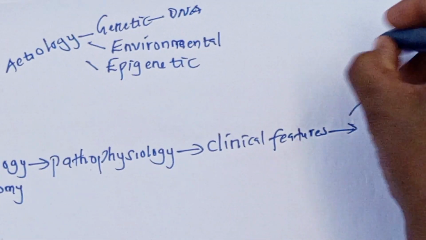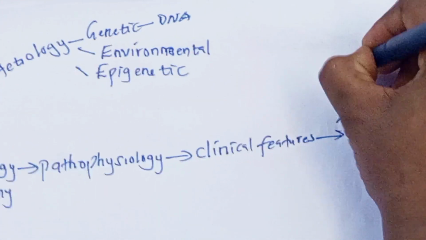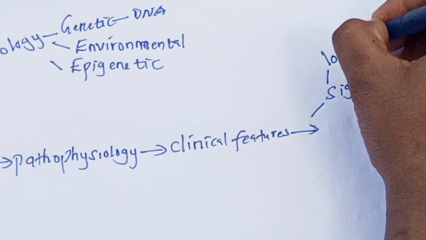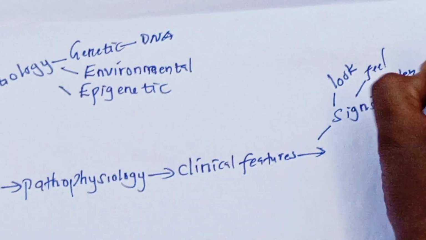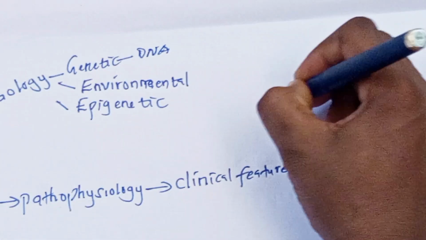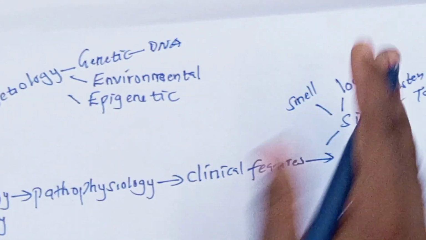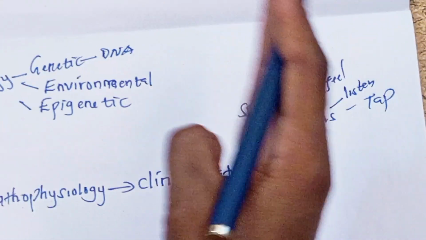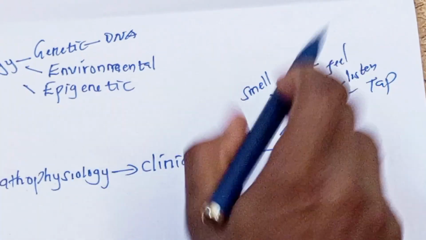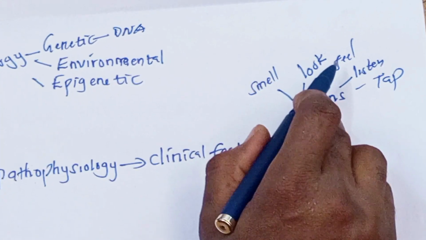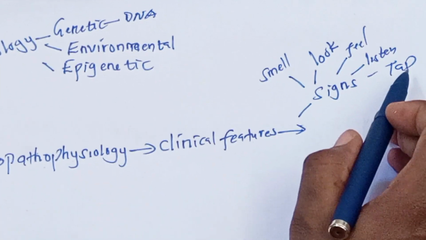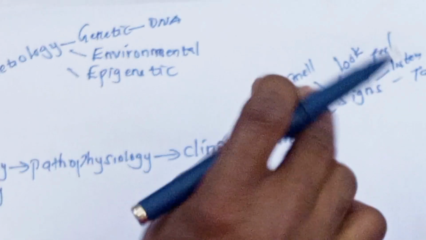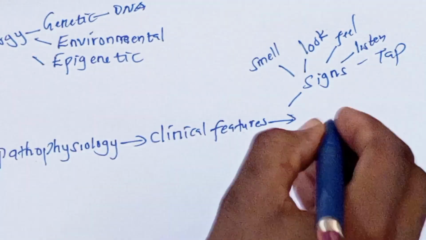For example, on the body, we can look, or we can feel, we can listen, and we can tap. We can also smell. For example, if a patient has an abscess or a wound on the skin, we can smell it. We can look, that is inspection. We can feel, that is palpation. We can listen, that is auscultation. We can tap, that is percussion. We can place our fingers or tap our fingers on the patient's body to detect any abnormality that has been caused by the disease.